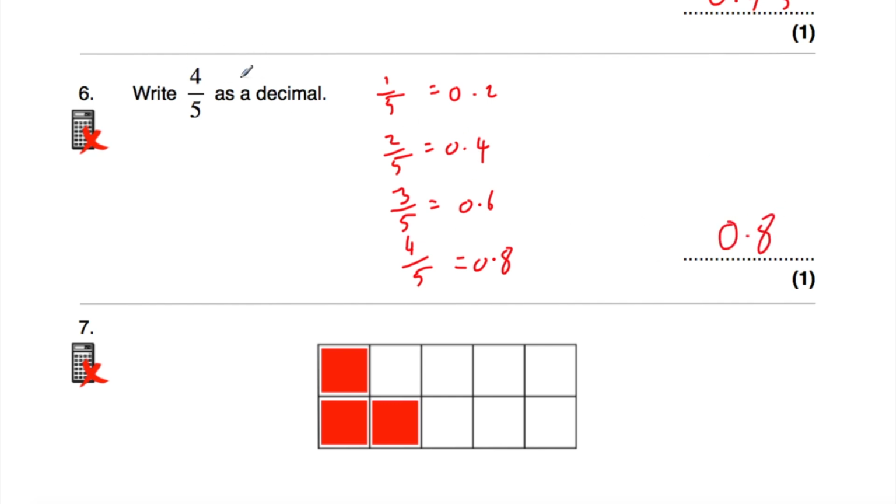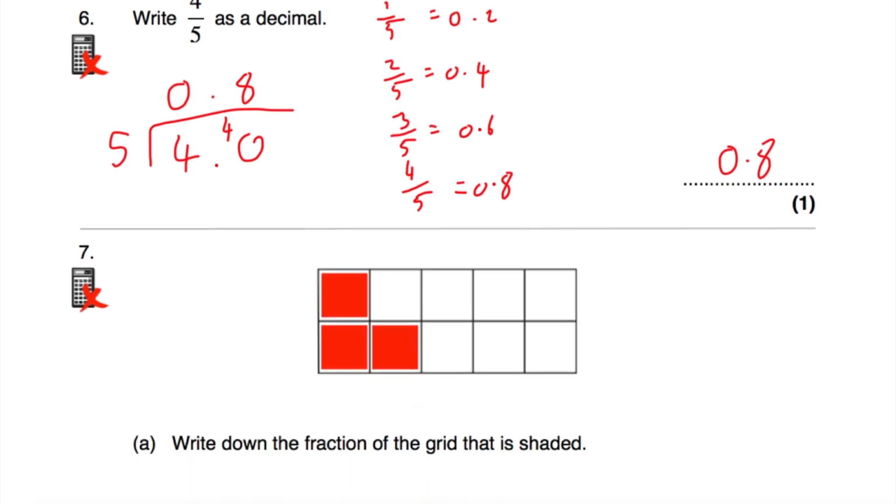Another approach, remember, is to divide the numerator by the denominator. So we could take our 4, do the bus shelter and divide it by 5, and do a decimal point and a 0, and then another decimal point above the other one, and say how many 5s go into 4, that's 0 remainder 4, and how many 5s go into 40, that's 8. So the answer would be 0.8. So 4/5 as a decimal is 0.8. Okay, let's look at our next question, question number 7.